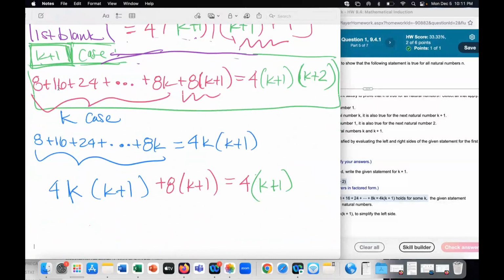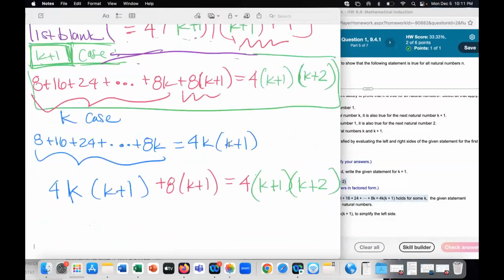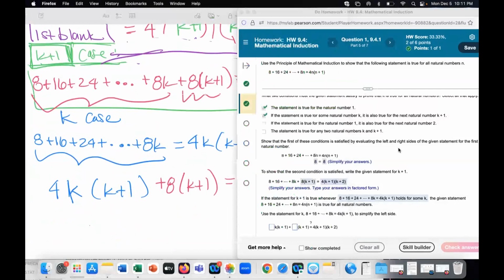So instead of 8 plus 16 plus 24 plus et cetera, plus 8K, however many there are, I'm going to use the fact that that's the same as my K case, and I'm going to replace it with what I know the K case was equal to, which was my 4K plus 1. 4 times K plus K plus 1. The English is failing me, but I think you'll see it hopefully on screen. Okay? So that's what they want you to fill in on the computer as well.